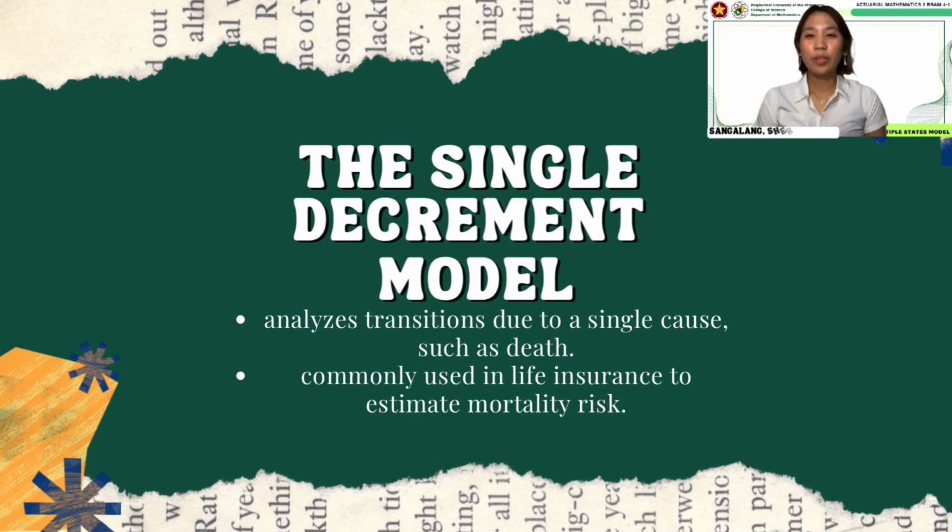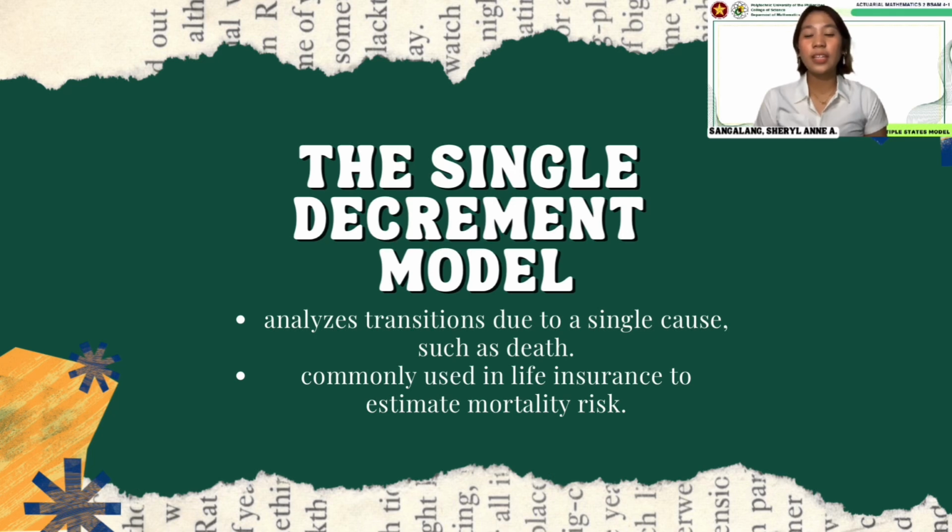The single decrement model is used to analyze situations where individuals transition from one state to another due to a single cause. In life insurance, these states are typically alive and dead. The model solely focuses on the transitions from alive to dead without considering other possible transitions.